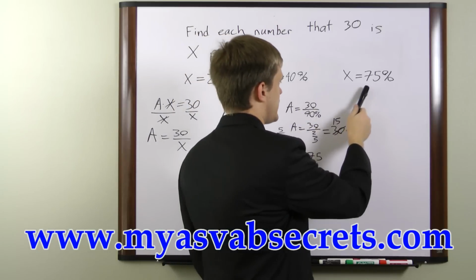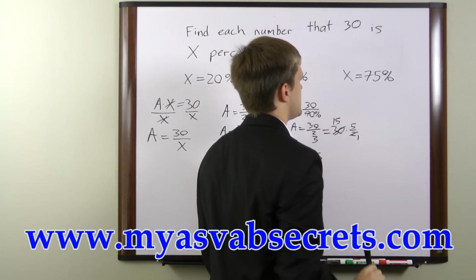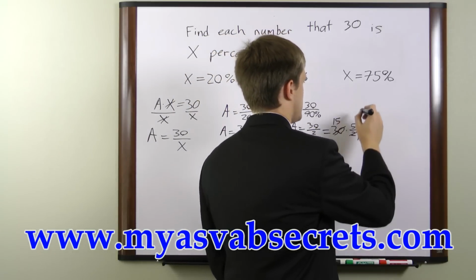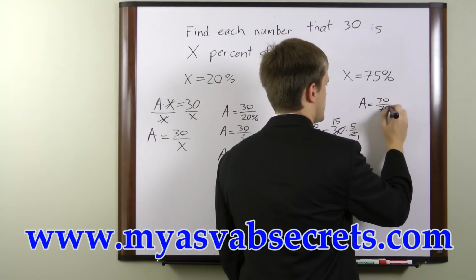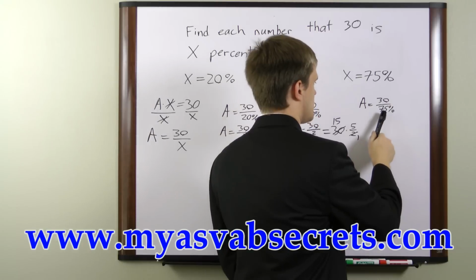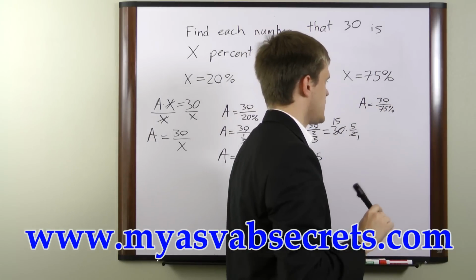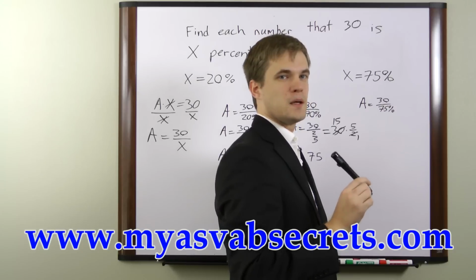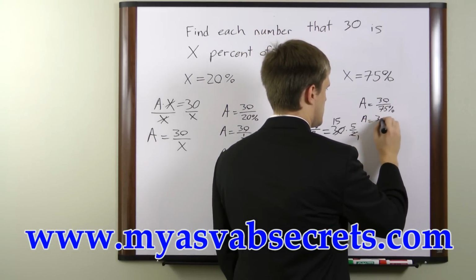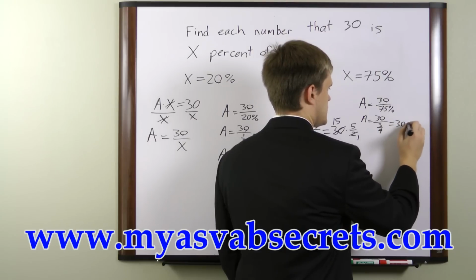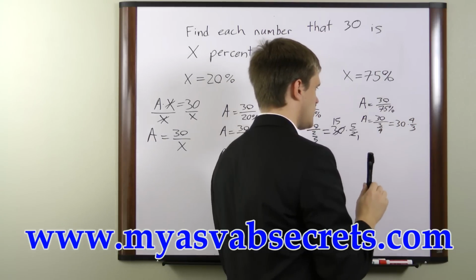In the final example, we have 75%. So we can write that a equals 30 over 75%. The fractional equivalent of 75% is 3 over 4. So we can write that a equals 30 over 3/4, or 30 times 4 over 3.